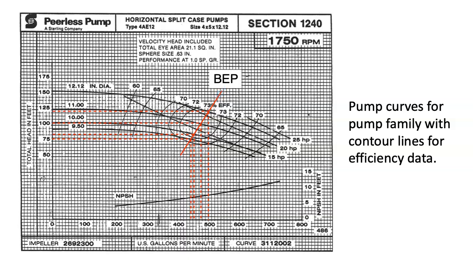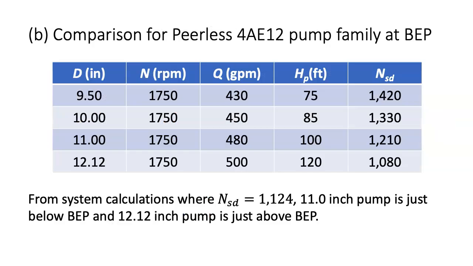We then use the intersection of this line with each of the pump curves to get the operating conditions at the best efficiency point. For example, the 9.5-inch pump will operate at a flow rate of 430 gallons per minute with a head of 75 feet. We then read off the operating points for the remaining 3 pumps at the best efficiency point and list the results in the table shown.